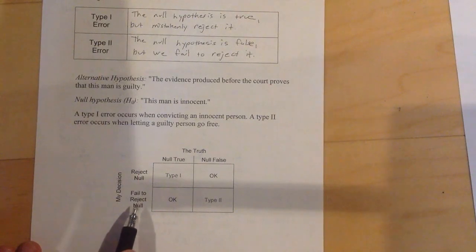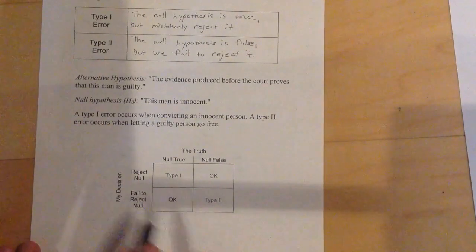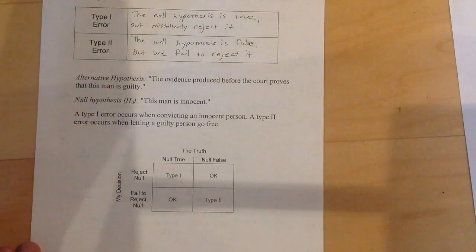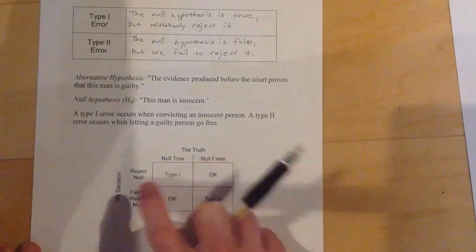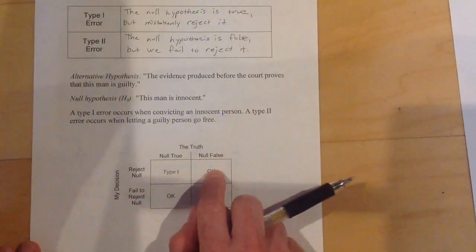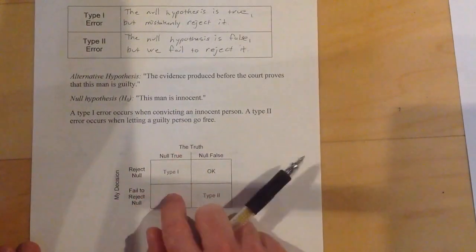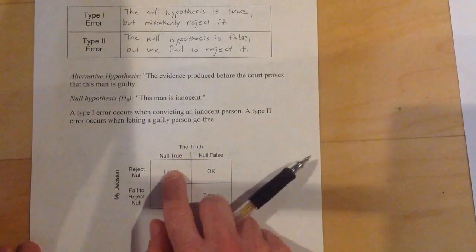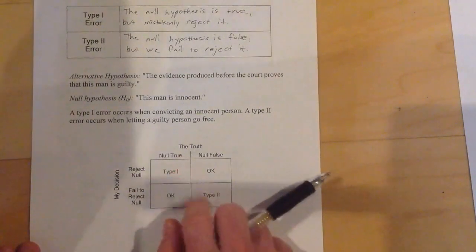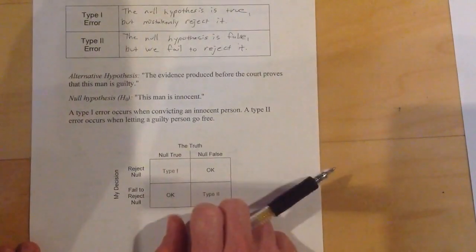It's impossible to reject the null and make a type 2 error, just the same way it's impossible to fail to reject the null and make a type 1 error, just based on how this breaks out. Because when the null is false and you reject it, that means you made the right decision. When the null is true and you fail to reject it, that means you made the right decision. These would be the two situations where you're making the wrong decision.